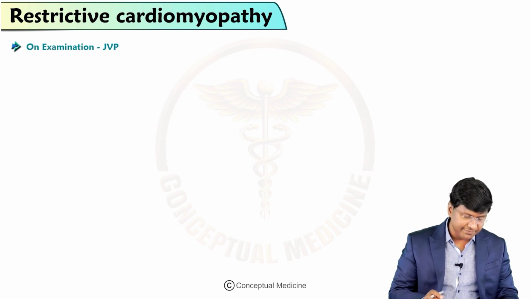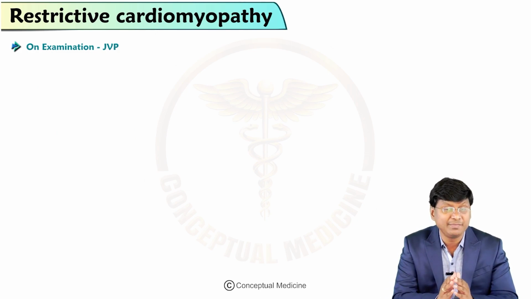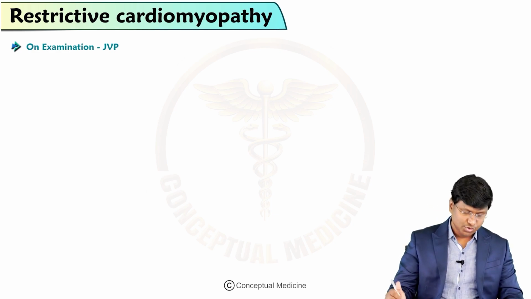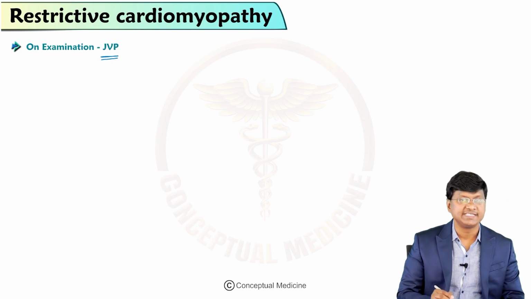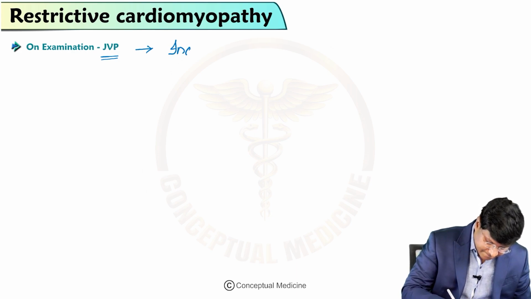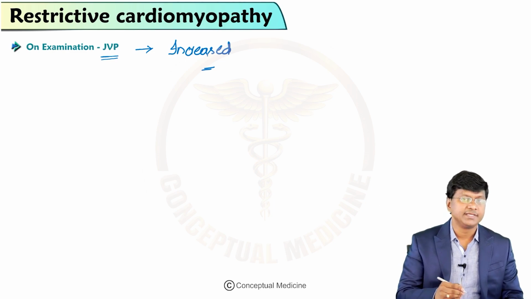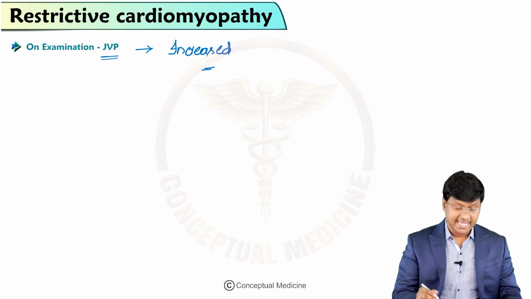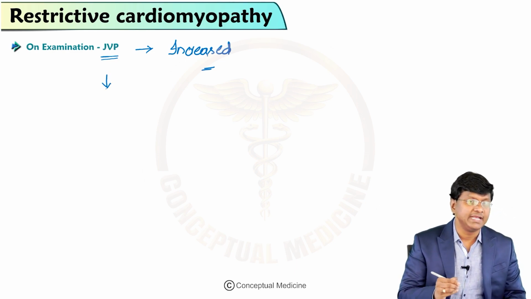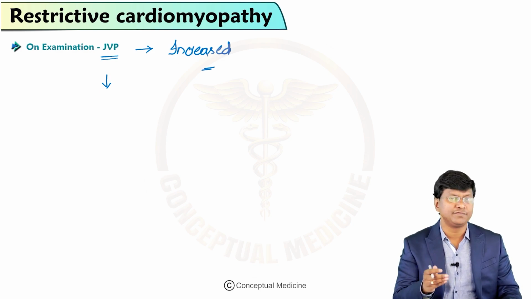Now, after having discussed the clinical manifestations, let me discuss the features on examination in patients with restrictive cardiomyopathy. On examination, first you need to examine the JVP. What will happen to the JVP in these patients? JVP is increased. Increased venous pressure is reflected in the increased jugular venous pulse, and the degree of elevation of jugular venous pressure indicates the severity of impaired filling of the right ventricle.